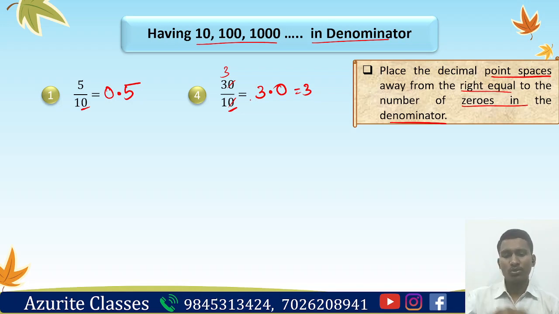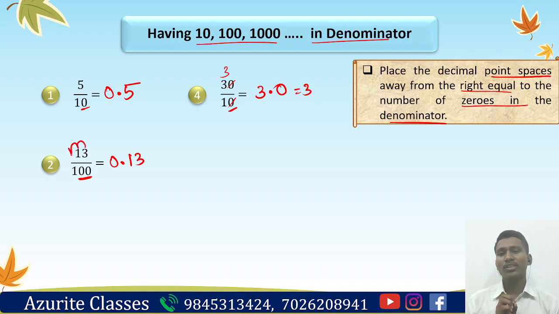Okay. So I will solve some more questions here. 13 divided by 100, two zeros. So how many places? Two places, means 0.13 is the answer. So here 1, 2, then the decimal point here, two places. Let me take the third question. 38 by 10. So 1 zero, so 1 place, right? One place means 3.8 will be the answer. That is how you have to do it here.